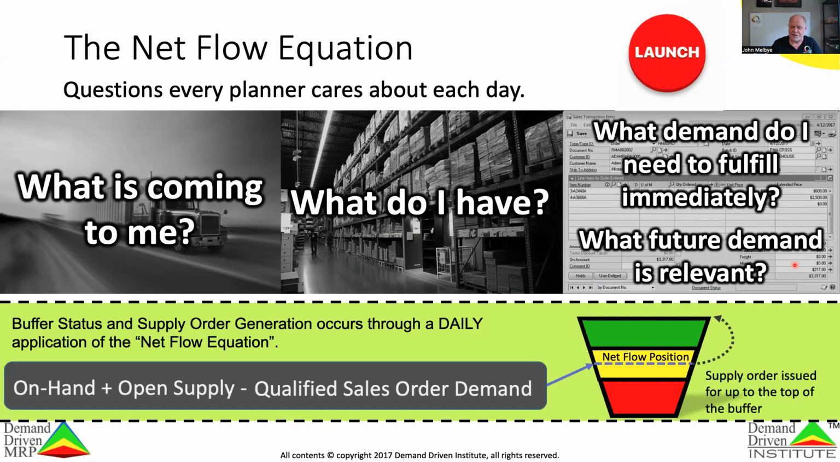So you can see this is how we answer the question in a process. How much do I order and when do I order it? How much: from the net flow position to the top of green if I'm in the yellow or red. And when my net flow breaks into the yellow or the red, that's when I place my order.